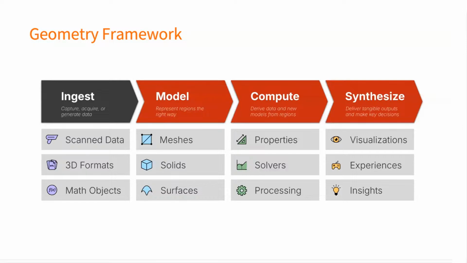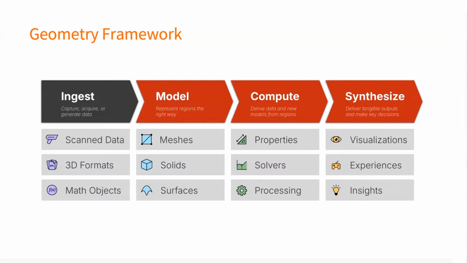All this functionality comes together to form our geometry framework. You can think about it as a pipeline with different goals at each step along the way. Each new feature should then support one or more of these goals. So starting from the left, we have ingest. This is where we want to bring data into our system. It could be scan data, such as a point cloud. It could be an existing object in some 3D format, like STL, OBJ, USD, and much more. It could even be data we generate ourselves through some mathematical process.